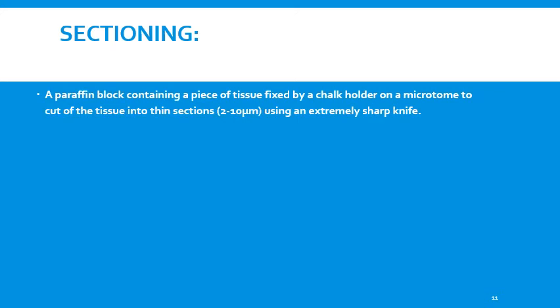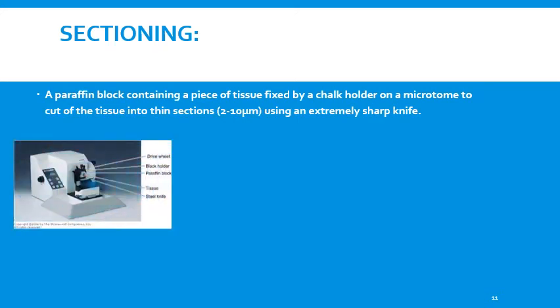The next step is called sectioning. A paraffin block containing a piece of tissue is fixed by a chalk holder on a microtome to cut off the tissue into thin sections, about 2 to 10 micron, using an extremely sharp knife.